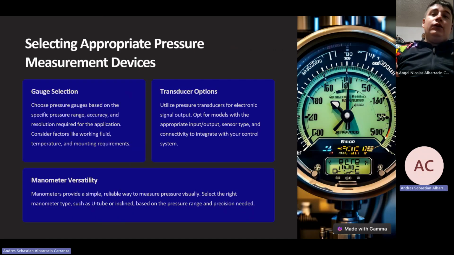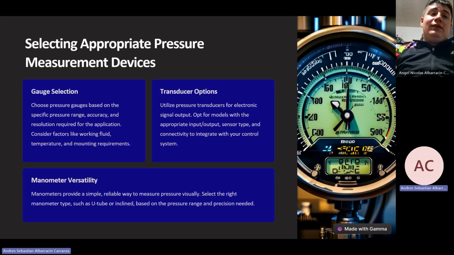Well, we have how we can select appropriate pressure measuring devices. We have to analyze the pressure based on the specific pressure range that we're going to get, and the accuracy and resolution required for the application, considering factors like the fluids involved, temperature, and mounting requirements. We have transducer options: pressure transducers for electronic signal output, or maybe something more classic. This depends on the situation, with sensors or without sensors, more technological or more common. It is according to the system and the necessity that we have in the situation.